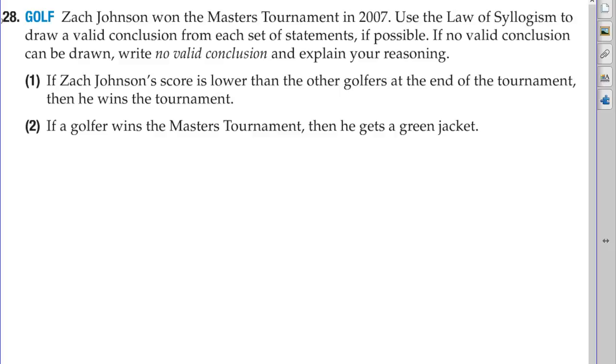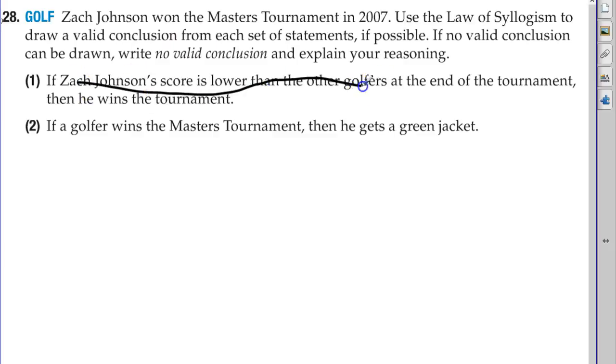And then basically for the rest of the lesson, we just kind of pull things together. Okay. So number 28. If Zach Johnson won the Masters tournament in 2007, use the law of syllogism to draw a conclusion from each of the statements, if possible. If no valid conclusion can be drawn, write no valid conclusion to explain the reasoning. So if Zach Johnson's score is lower than other golfers at the end of a tournament, he wins the tournament. If a golfer wins the Masters tournament, then he gets a green jacket. Okay, so this is about the Masters.